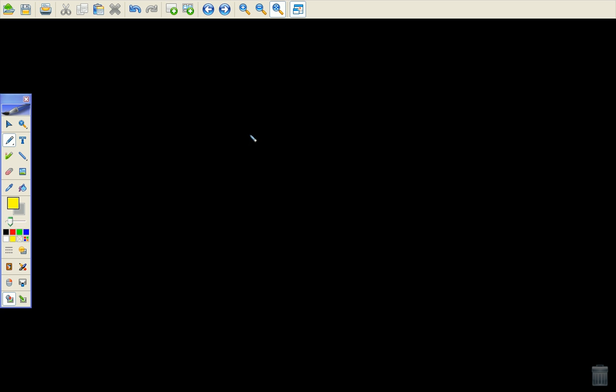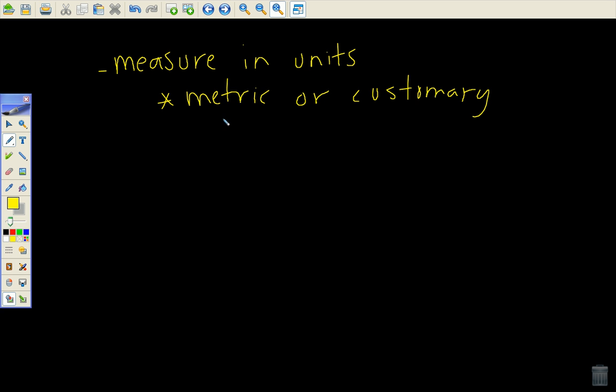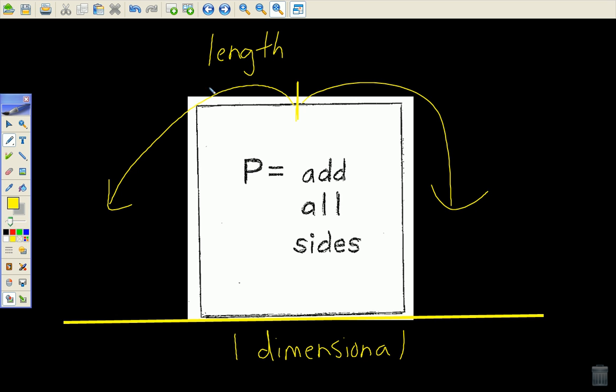When we measure the perimeter of something, we are measuring in units just like with anything else. We can use metric units or we can use customary. In the metric, we'd see centimeters, meters, kilometers, however you say it. Customary is where we would see inches and feet and yards, that kind of stuff. If we look back at that figure that I just showed you, whatever the numbers are for the length of each side, I'm just going to take them and add them together.